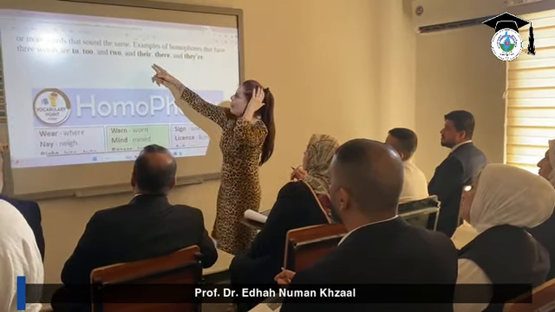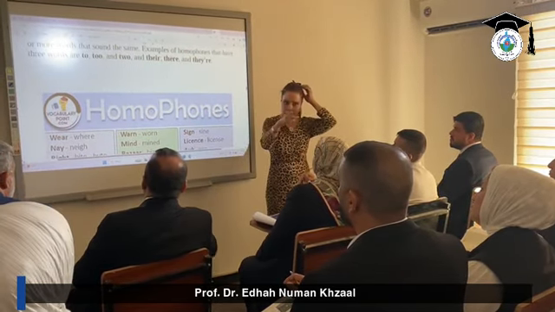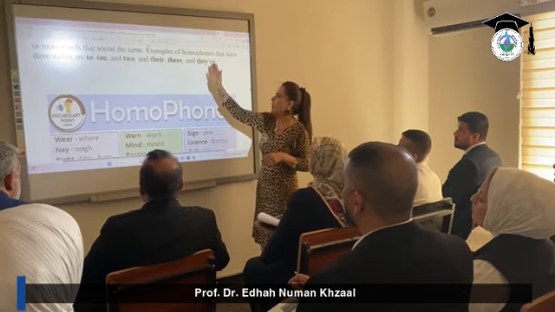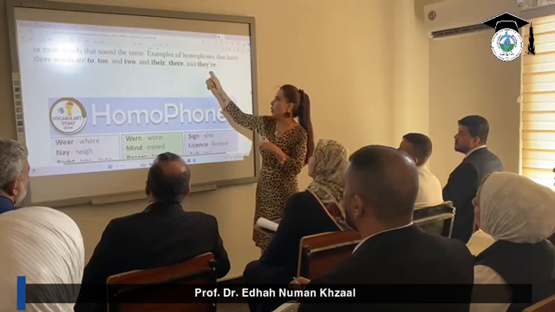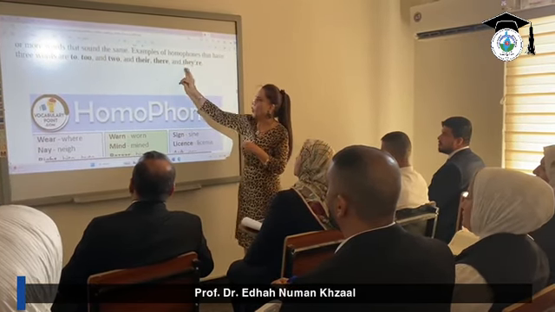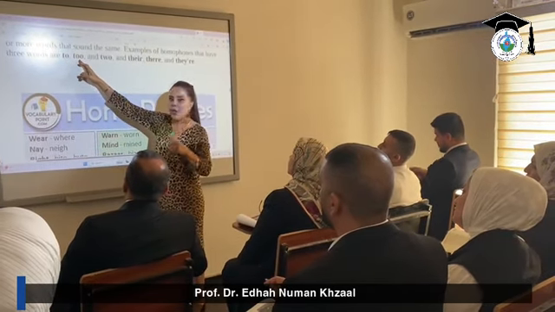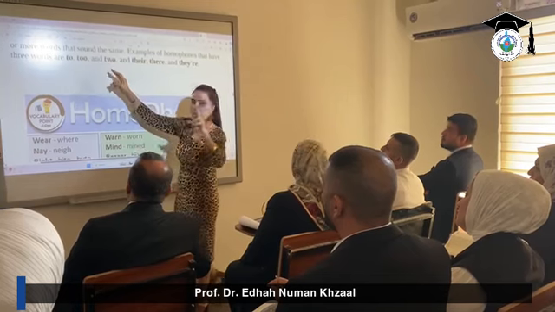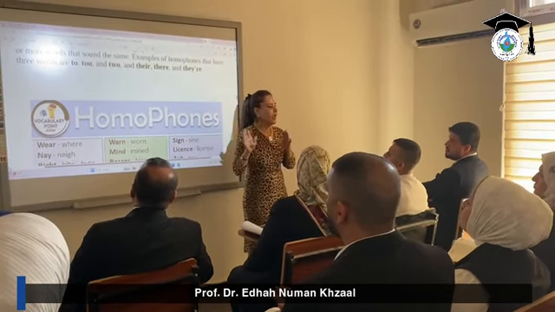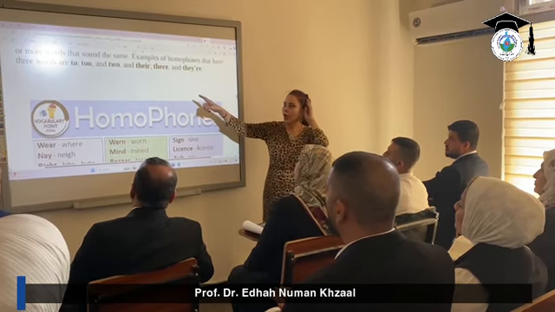We have another example: there, their, and they're. Their refers to belonging to people, while there means here. And they're, the abbreviation with the apostrophe, means they are. You have also seen to as a preposition, too meaning even, and two as a number. All of them have the same pronunciation, but each word has a different meaning. For that reason, we call them homophones.